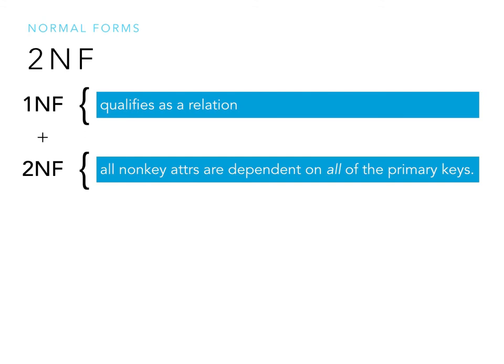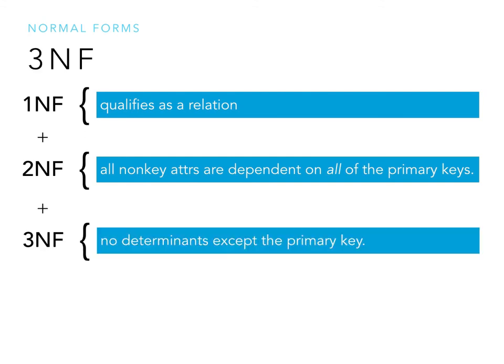All right, let's take it up another notch. In third normal form, we go one step further. We're meeting all the requirements of second normal form, but we're also removing columns that are not dependent on the primary key. So there are no determinants except the primary key. Primary key is the 1 determinant.